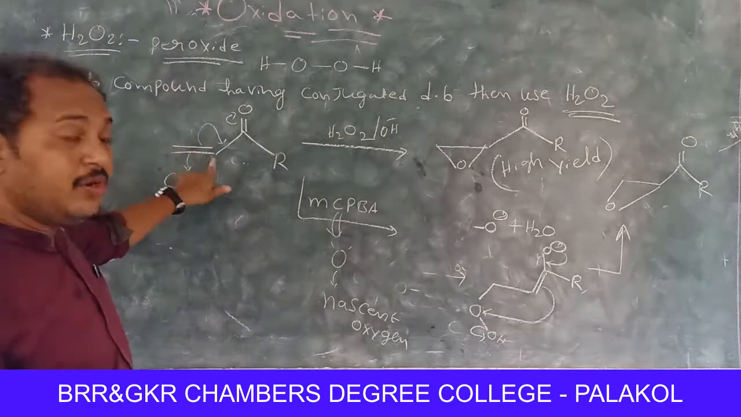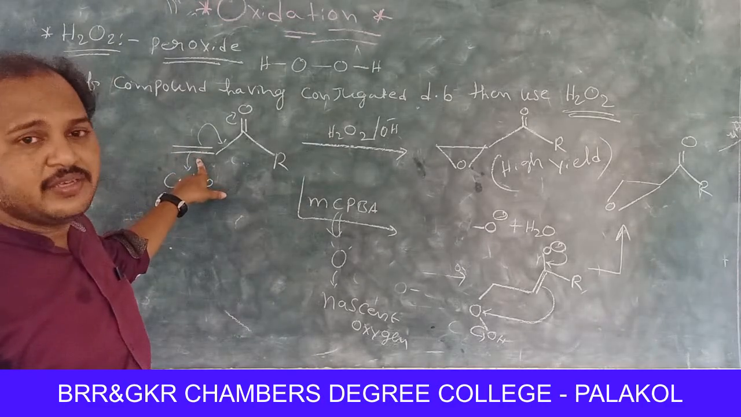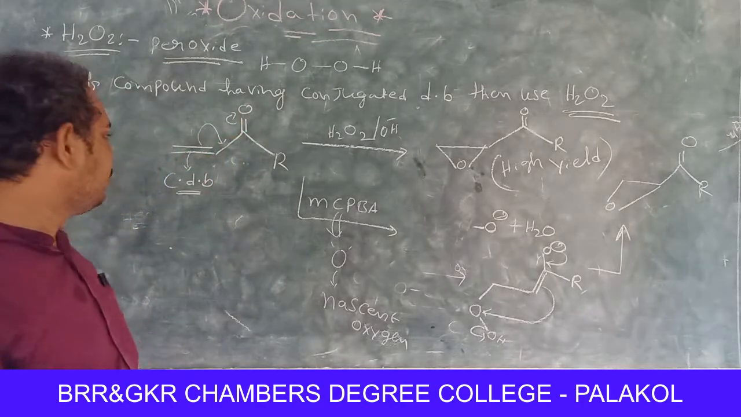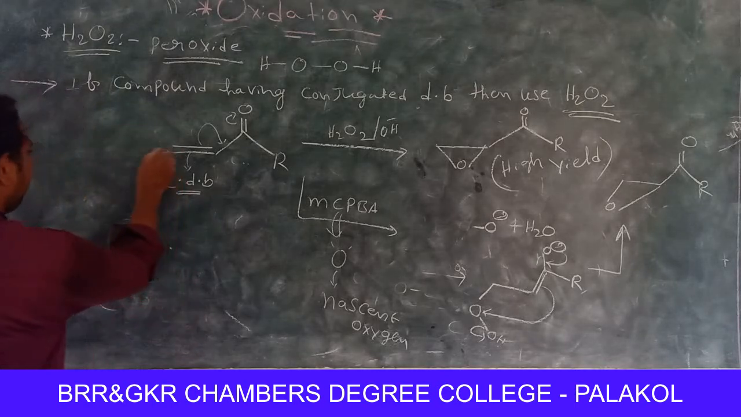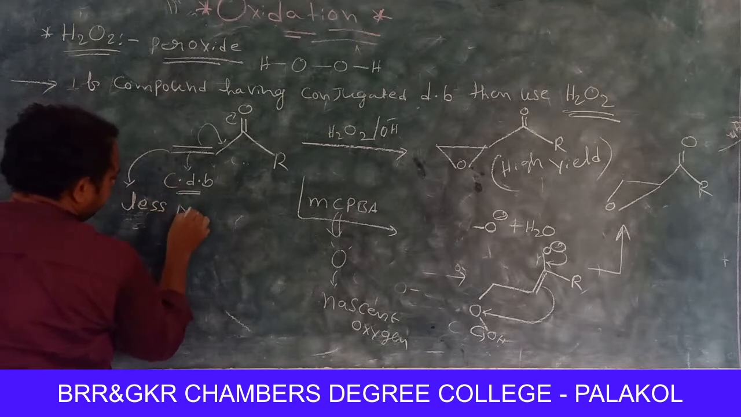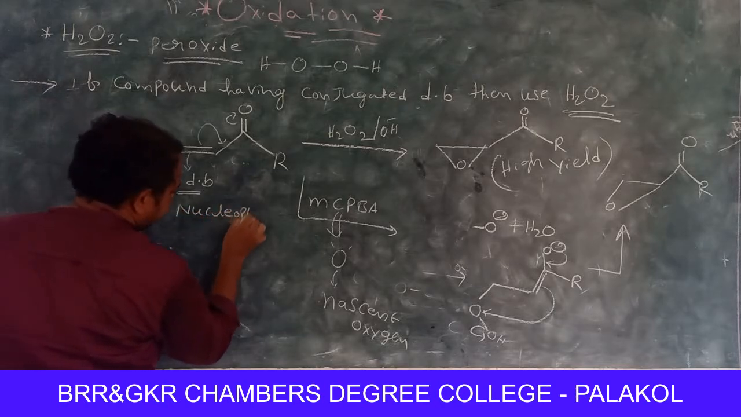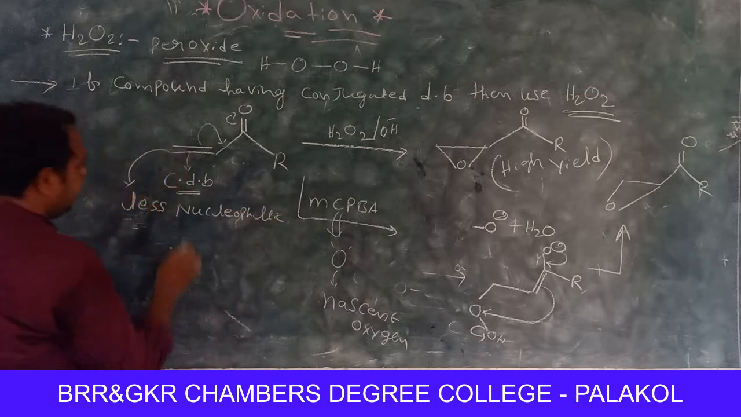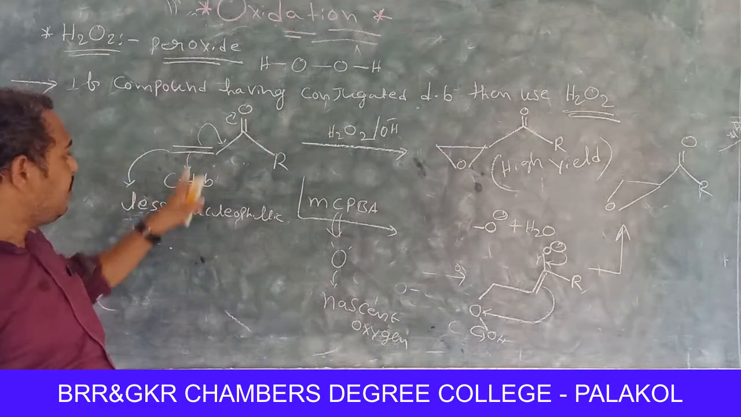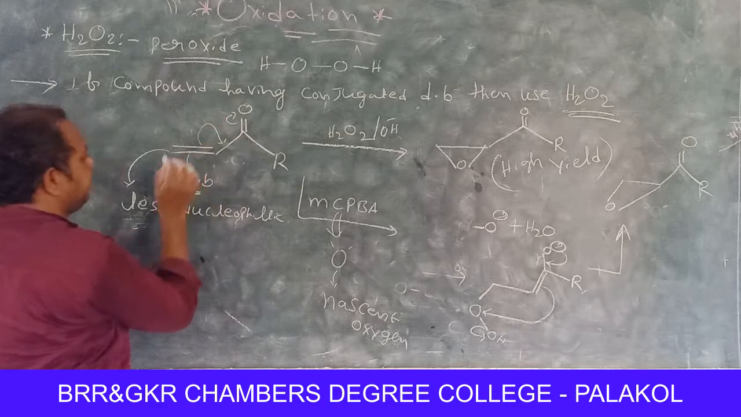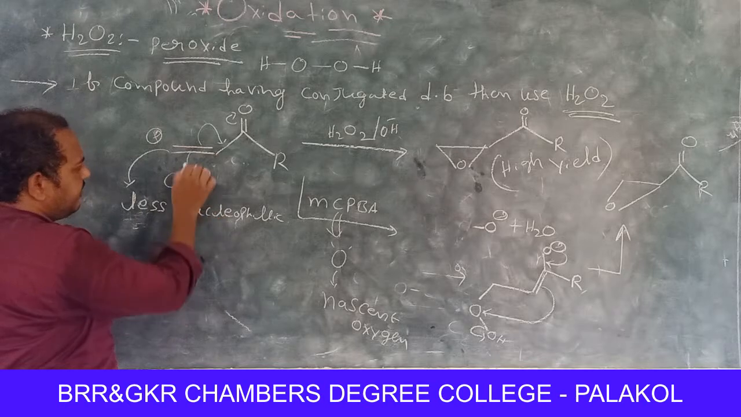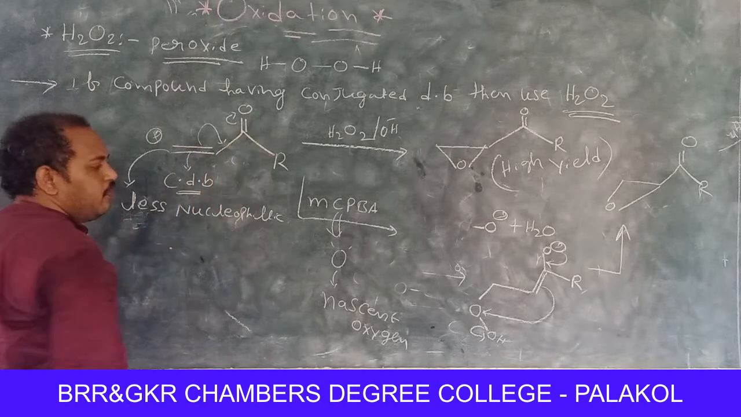But here, this double bond is not nucleophilic. The nucleophilicity is decreased by the C=O double bond over here. So this double bond has less nucleophilic character. It is not a nucleophilic double bond; it has little tendency to act as a nucleophile. Why? Because this double bond is shifted toward it, and then you will get a positive charge here. So the nucleophilic character is decreased by the C=O double bond.